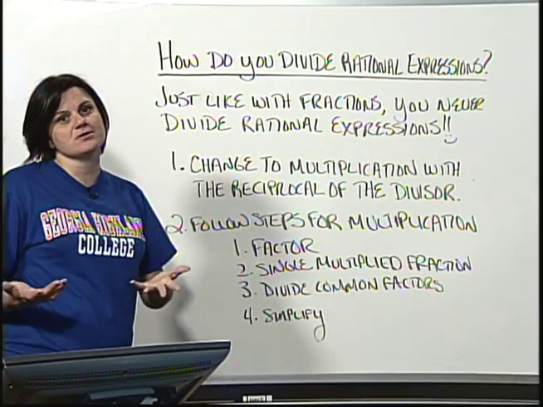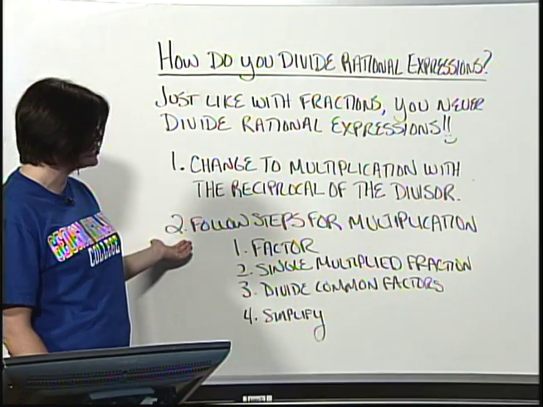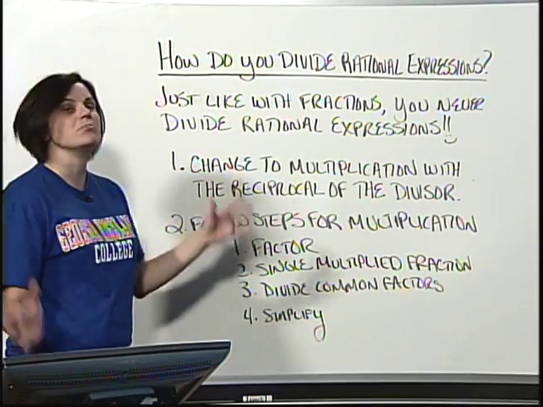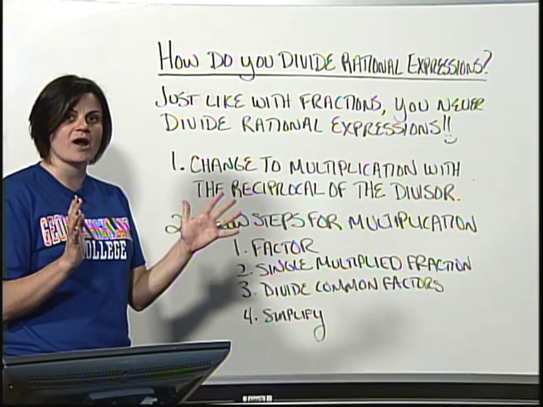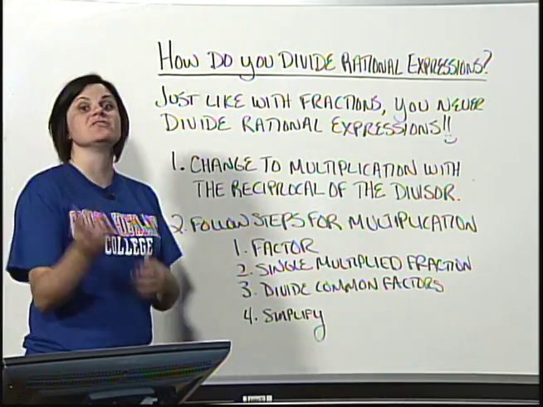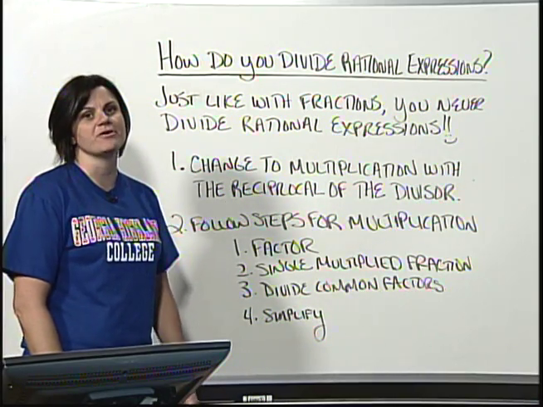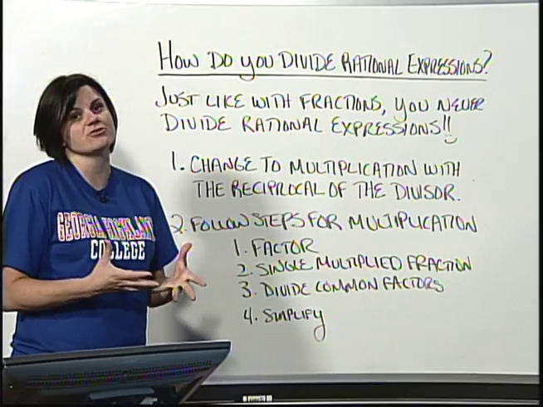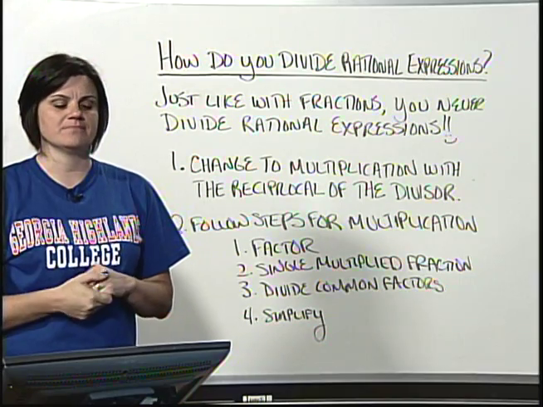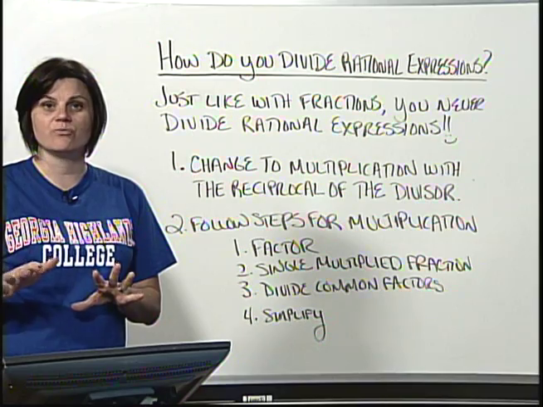Then, you've turned it into multiplication, so you simply follow the steps for multiplying rational expressions, which is factor all the numerators and the denominators, multiply them together into a single fraction, numerator times numerator, denominator times denominator, divide out any common factors between the numerator and the denominator, and then simplify by just rewriting in either factored form or polynomial form, whichever your instructor prefers for you to write it in. All right, let's take a look at the theory behind this, and then we'll take a look at an example as well.